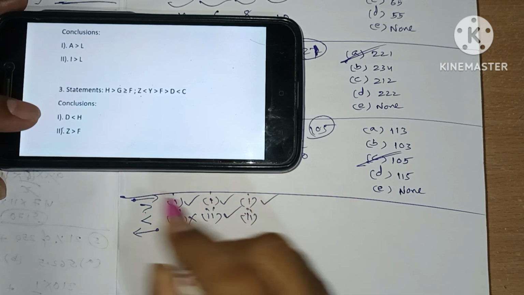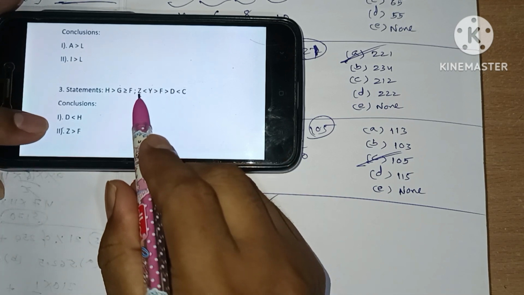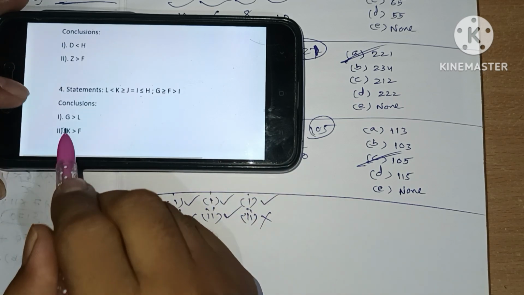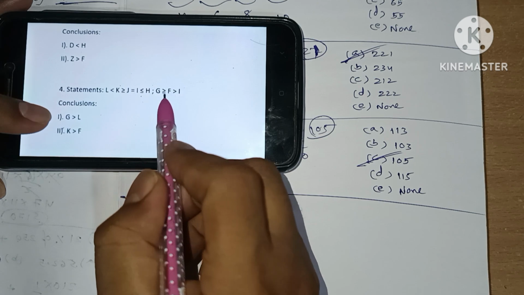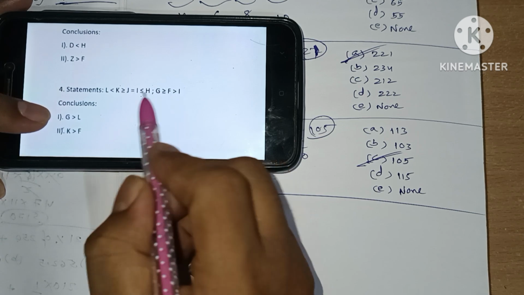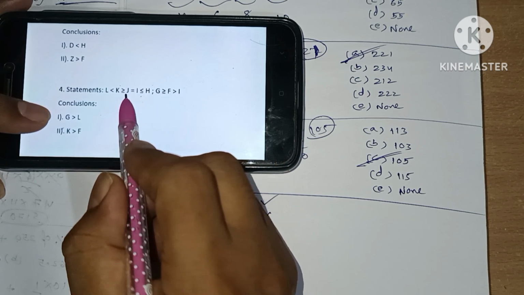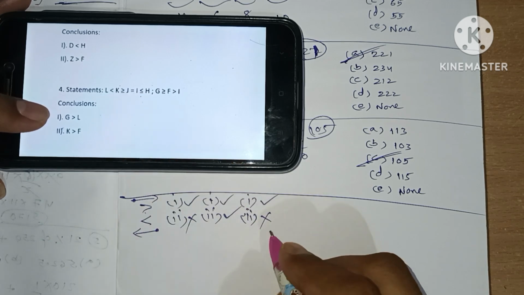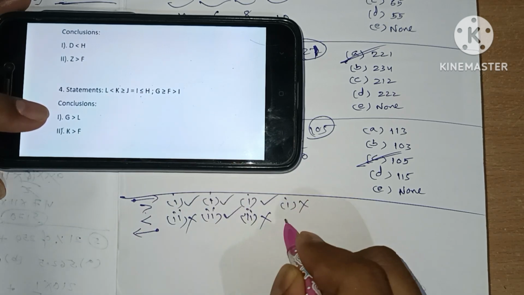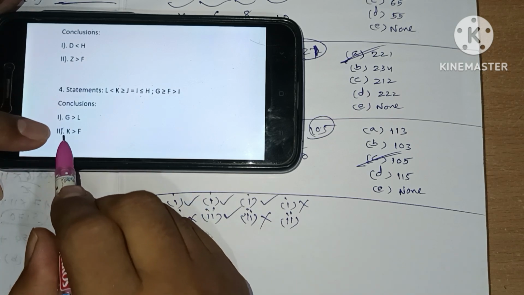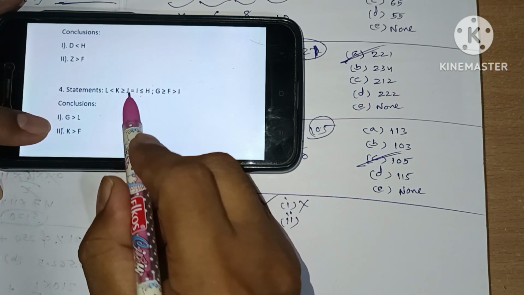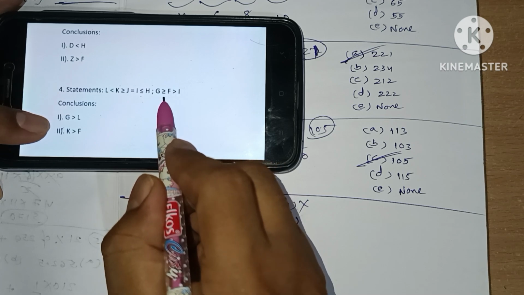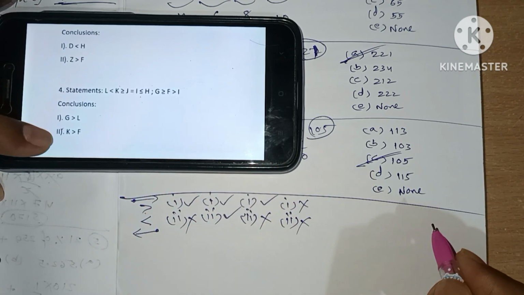Second conclusion, Z to F. From Z there is no flow. Second conclusion will be false. Fourth question, the flow from G to L. From G we can reach to F, I. From I we are able to reach to J but we cannot reach to L. So first conclusion will be false. Second conclusion, the flow from K to F. From K we can reach to J and I. From I we cannot flow to F. So second conclusion is also false.